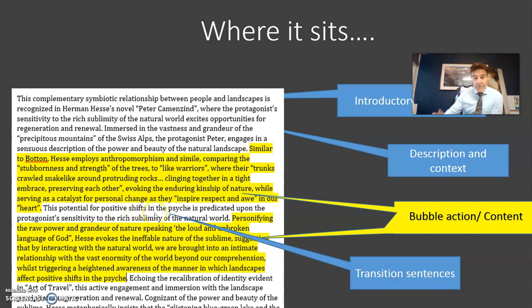And then down here we have a segue, or an introduction of another idea, a development in the text. The development: this potential for positive shifts in the psyche is predicated upon the protagonist's sensitivity to the rich sublimity of the natural world. And then we see extrapolating that idea through rep, and that goes into the next one underneath it, which is what is it? Precipitates regeneration and renewal. And so we see a bit of rep there.